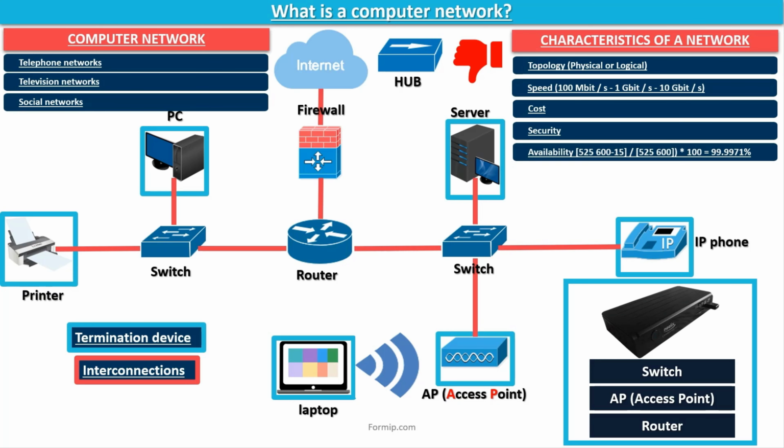For networks that run 24/7 all year round, availability is calculated by dividing the time they're available by the total time in the year and then multiplying by 100 to get a percentage. For example, 525,600 is the total number of minutes in the year. If the network is unavailable for 15 minutes over a year, then its availability will be 99.9971%.